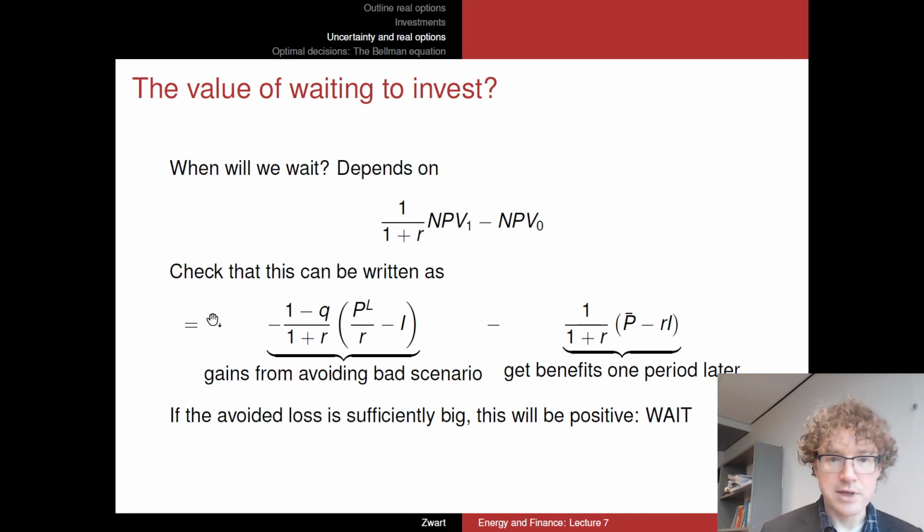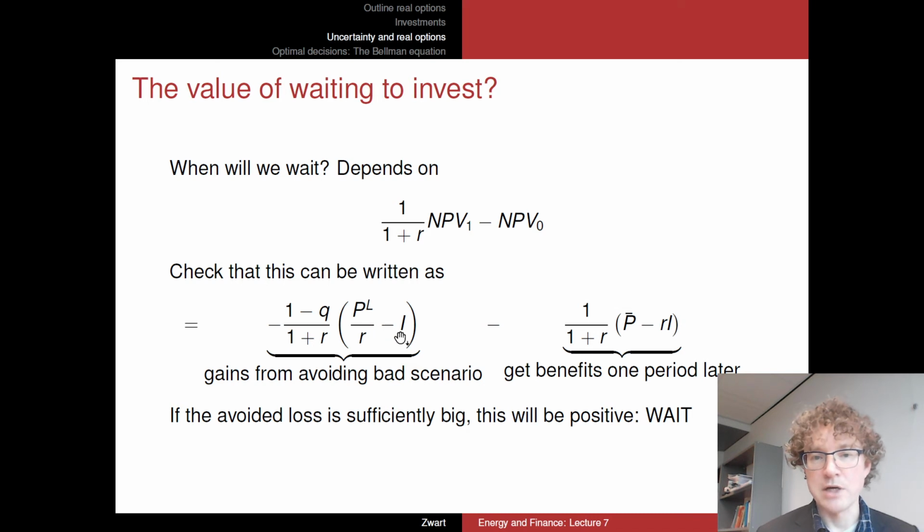So this other part here, what's that? I wrote here the gains from avoiding the bad scenario. Of course, the bad scenario is the NPV of investing in the bad scenario, right? When does that happen? Well, with probability 1 minus Q. And I will only get this divided by 1 plus R. But of course, we have to remember that we are assuming here that we are not going to invest in the bad scenario if you can help it.